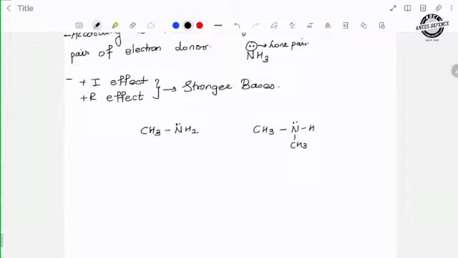So now nitrogen, what is attached? A methyl group. And here in the second structure, there is presence of two methyl groups. So this methyl group exhibits plus I effect. This also exhibits plus I effect, and this also plus I effect.